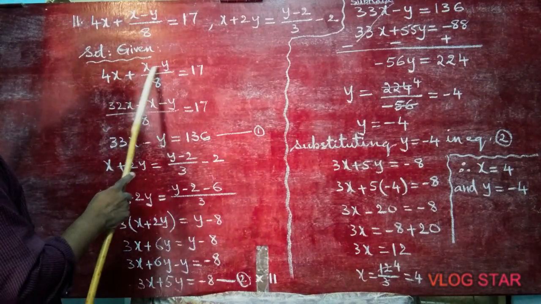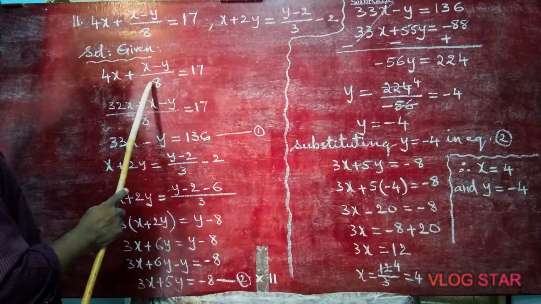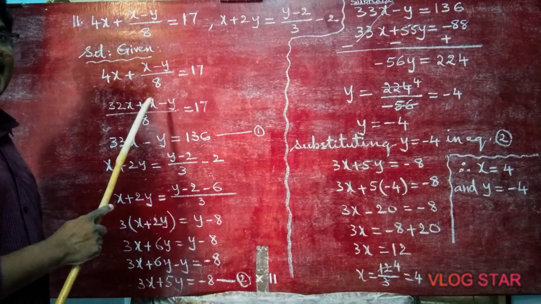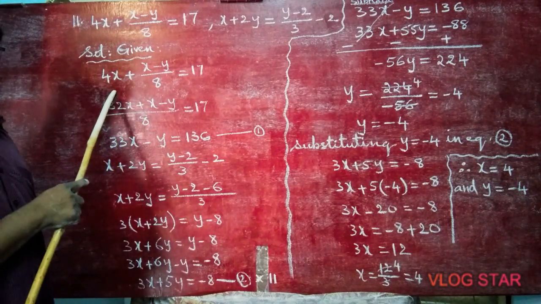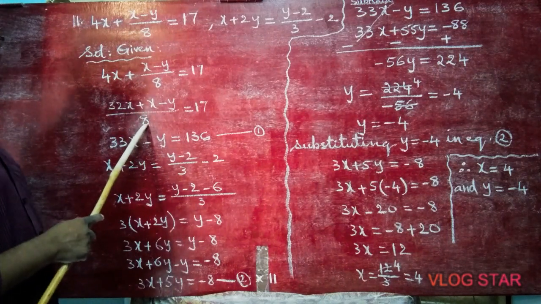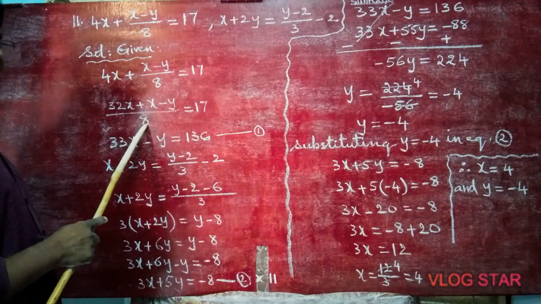4x plus (x minus y) by 8 is equal to 17. Fraction, addition of a fraction. You may think this is not a fraction, but it is 4x by 1. So adding fractions, method of LCM. We are going to take the LCM. 8 will be the LCM.